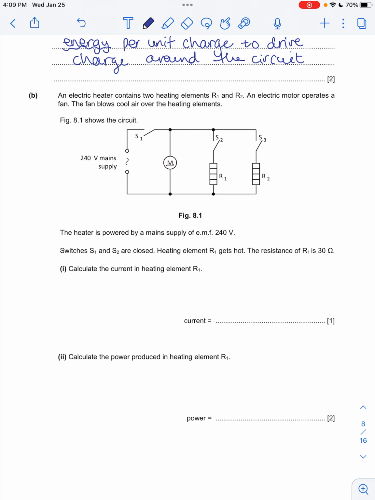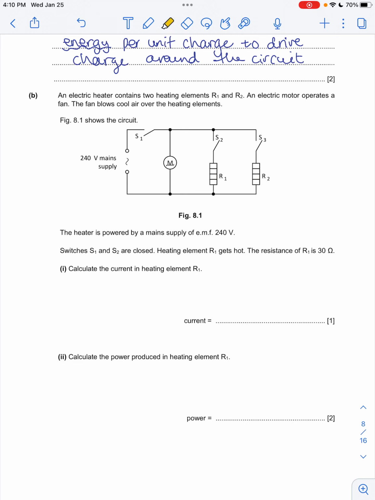Then we have a circuit. This circuit has 2 heaters and a motor, and then different switches that activate none, both, or just one of the heaters, depending on your setup. For this particular setup, we only have S1 closed and S2, but not S3. So that means R2 is currently not having any effect on our circuit. My current either goes through R1 or it goes through the motor, and that's it.